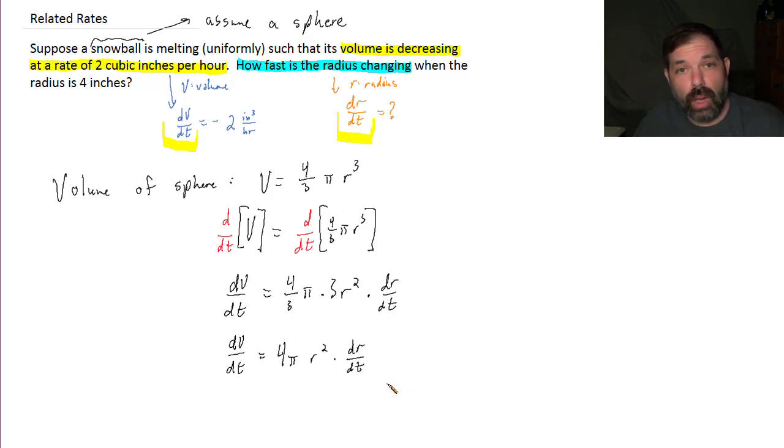So now I'm trying to solve for dr/dt. I'm trying to solve for this piece. I need dr/dt, and it depends on dV/dt, which is known, and it depends on r, which is also known.